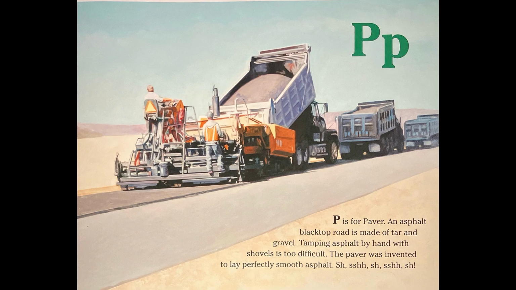P. P is for paver. An asphalt blacktop road is made of tar and gravel. Tamping asphalt by hand with shovels is too difficult. The paver was invented to lay perfectly smooth asphalt. Shh, shh, shh, shh, shh.